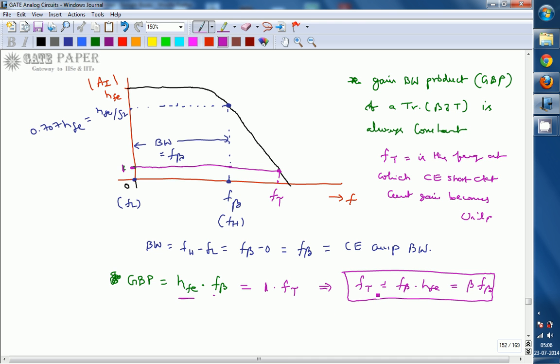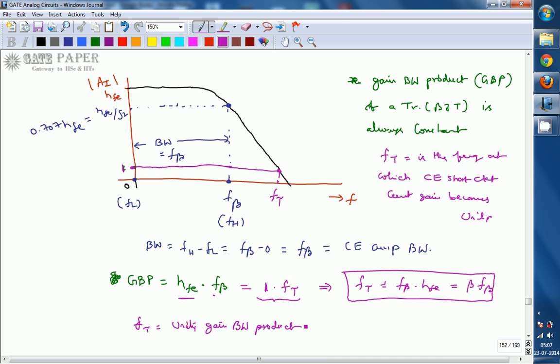From this definition, f tau is also called the gain bandwidth product. Since 1 into f tau is f tau, f tau is also called the unity gain bandwidth product. It is called so because f tau is the value you get whenever the gain is equal to 1. So if you calculate the gain bandwidth product at f tau, you will get f tau only. Because of this, f tau is also called the unity gain bandwidth product.